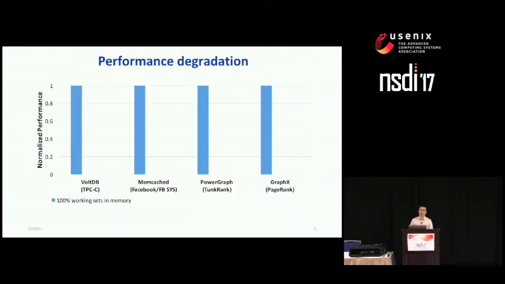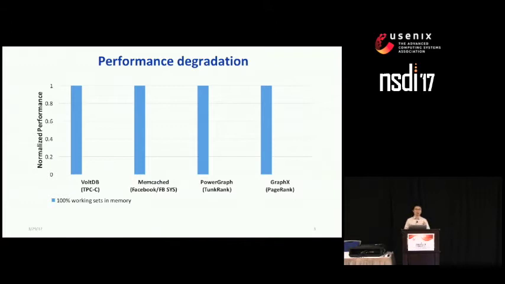Here, we select 4 different memory-intensive applications. The first 2 are latency-sensitive ones. Their performance can be measured by the median or tail latency of their operations or transactions. In VoltDB, we run TPC-C as a workload. And for MemCached, we select a Facebook workload. The other 2 are throughput-sensitive applications. They work on large datasets, and their performance can be measured by the completion time of their tasks. For PowerGraph, we run TunkRank from Twitter. And for GraphX, we run PageRank as the workload.